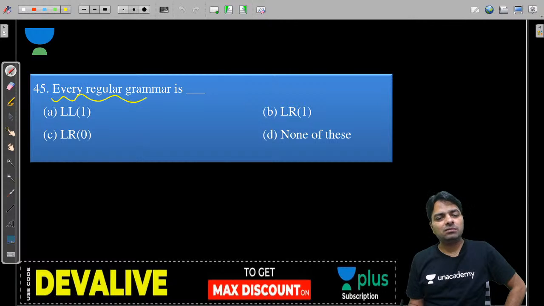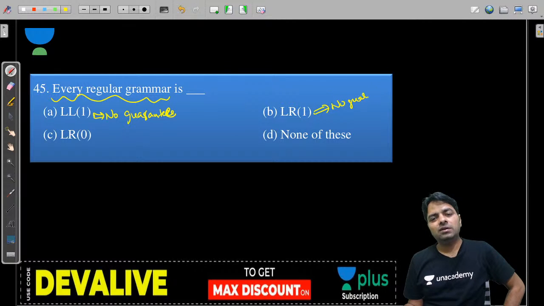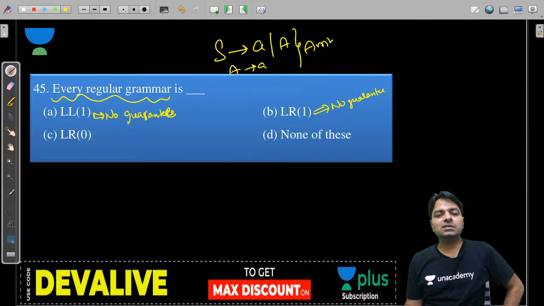Every regular grammar is LL1, no guarantee, because grammar can be unambiguous. Why, guys? Look at this. S derives A and A derives A. This is ambiguous but also a regular grammar. It is ambiguous, so definitely everybody fails. So you have to choose option D.